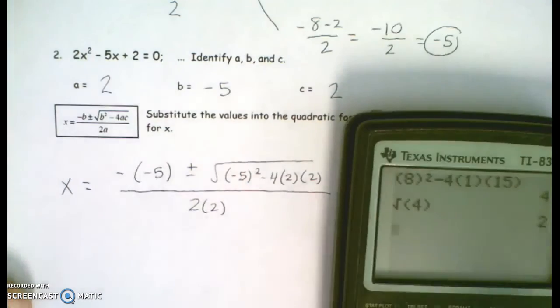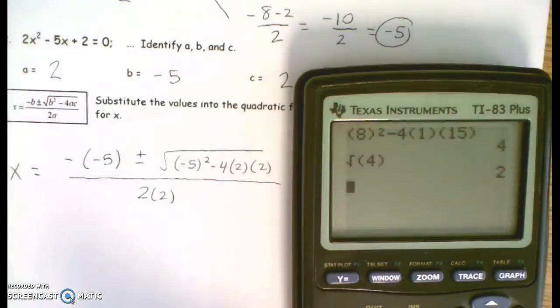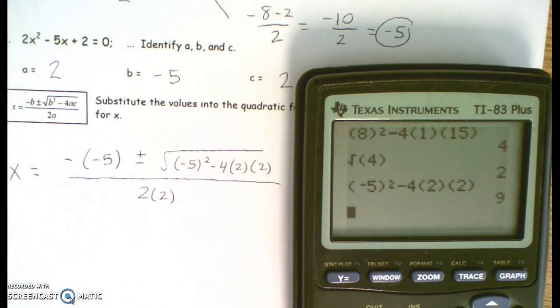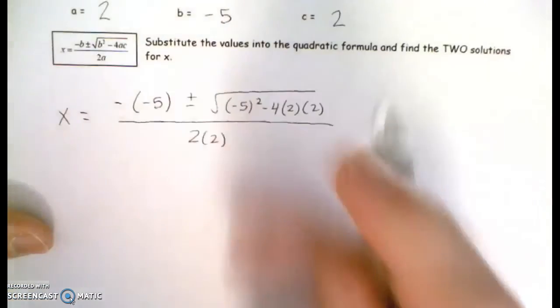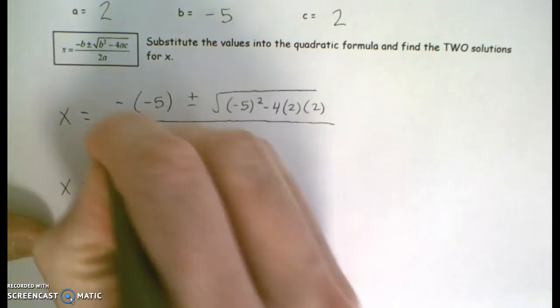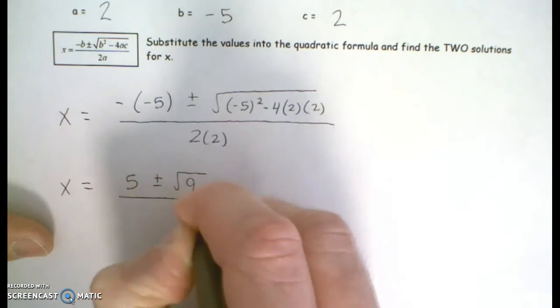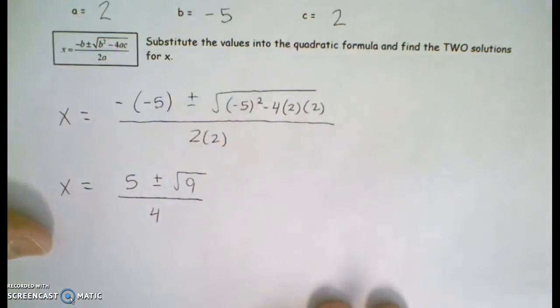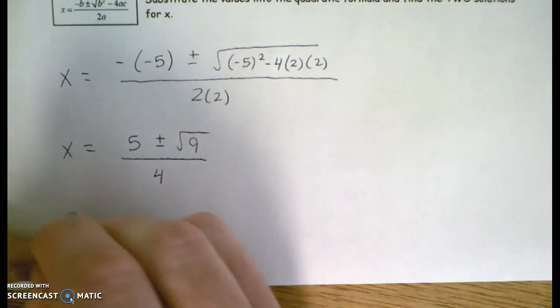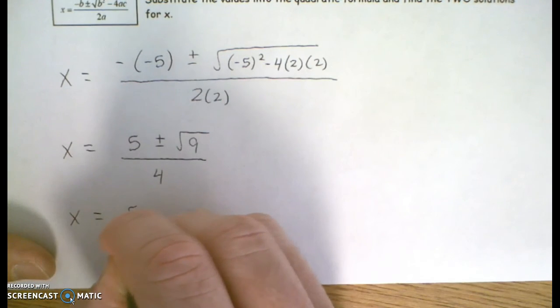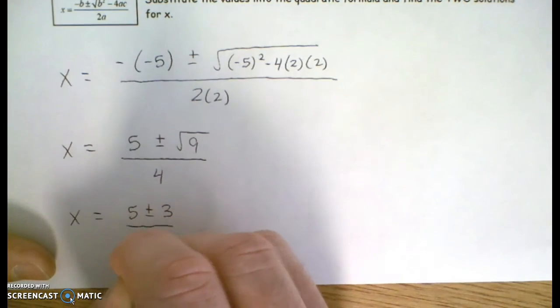So remember, on my calculator, I can get some of the work done a lot easier by just typing in exactly what's underneath the square root sign. So I've got -5 squared minus 4 times 2 times 2. That gives me 9. So I can rewrite this. X equals, opposite of -5 is +5, plus or minus the square root of 9, all over 2 times 2 is 4. The square root of 9 is 3, so I've got 5 plus or minus 3 over 4.